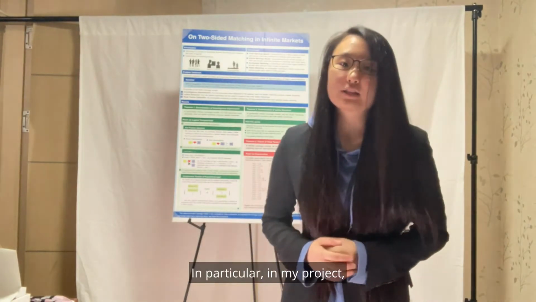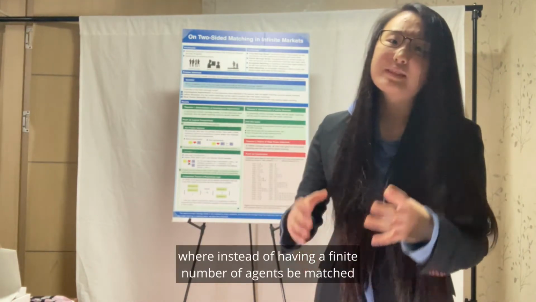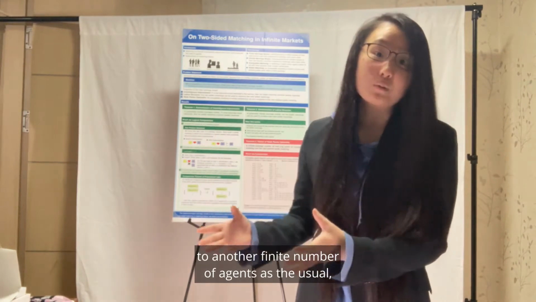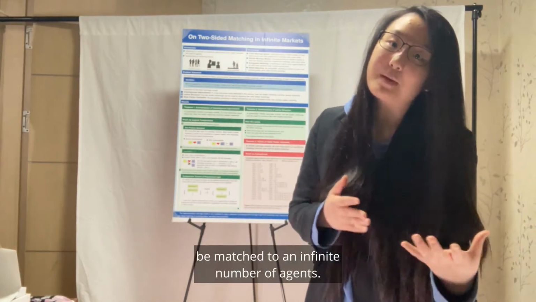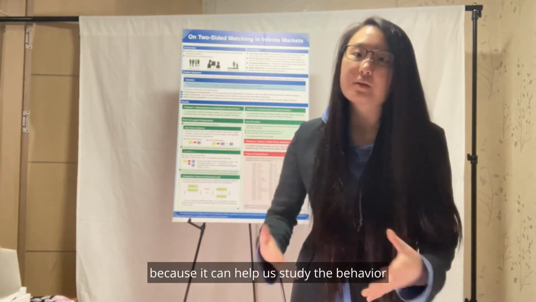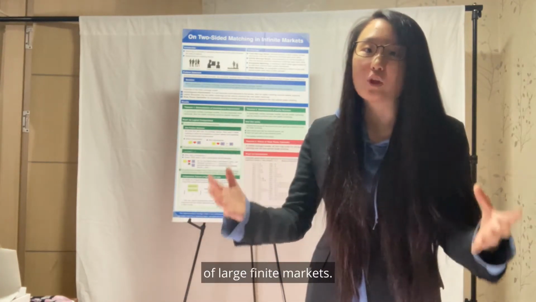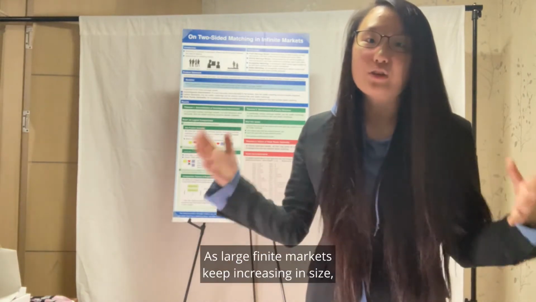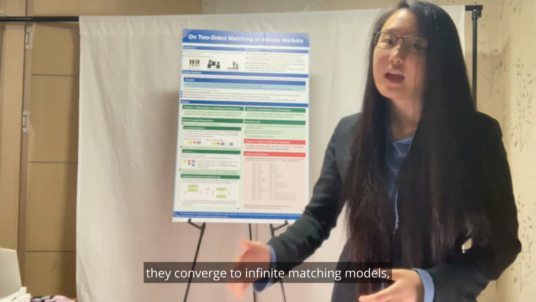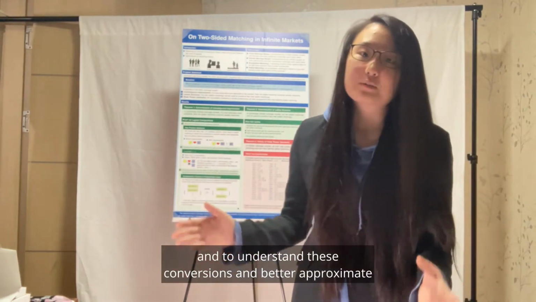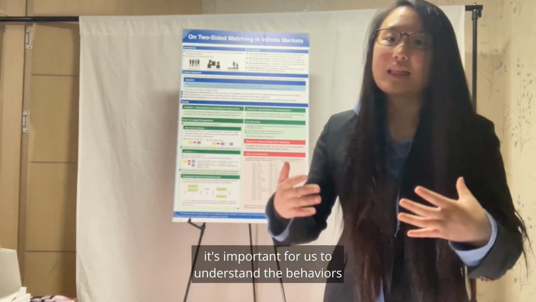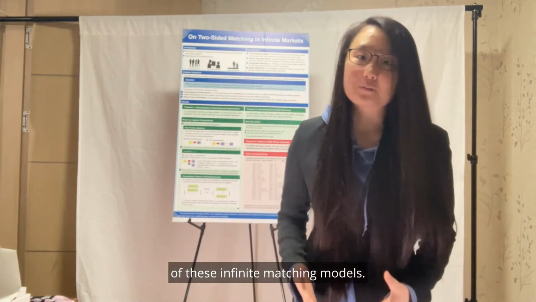In particular, in my project, I studied the infinite matching model, where instead of having a finite number of agents be matched to another finite number of agents as the usual, we have an infinite number of agents be matched to an infinite number of agents. This particular object is important to us because it can help us study the behavior of large finite markets. As large finite markets keep increasing in size, they converge to infinite matching models. And to understand this convergence and better approximate the behavior of large finite markets, it's important for us to understand the behaviors of these infinite matching models.